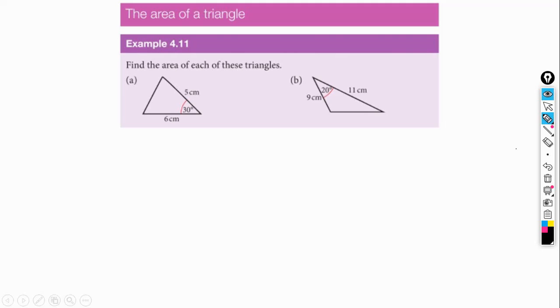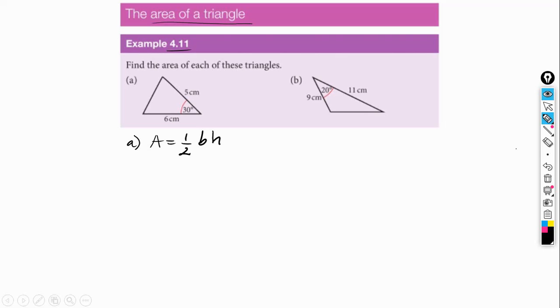So now we're going to continue with the area of a triangle. And example 4.11, it says find the area of each of these triangles. So let's focus on letter A. Now let's remember that the area of a triangle is equal to 1/2 the base times the height.